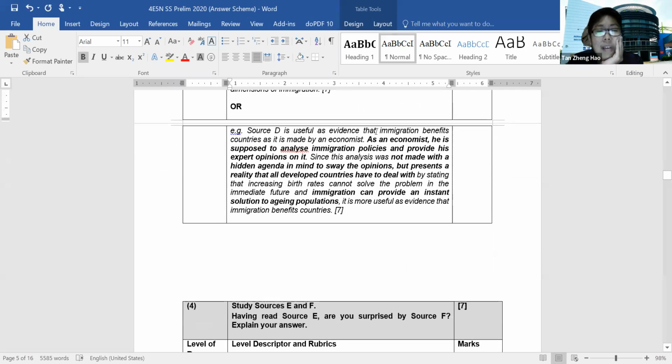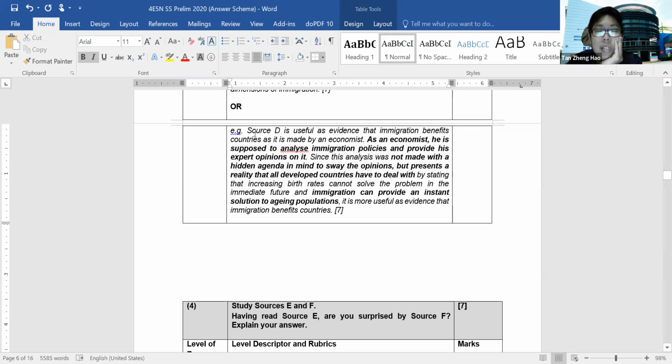Source D is useful as evidence that immigration benefits countries, as made by economists. As an economist, he's supposed to analyze immigration policies and provide his expert opinion. So I'm analyzing his background. This analysis was not made with a hidden agenda. He has no purpose, no hidden agenda. He doesn't want to sway any opinion. He presents reality, and he tells us that the birth rate also cannot solve the problem. So it's more useful as evidence that immigration benefits countries.